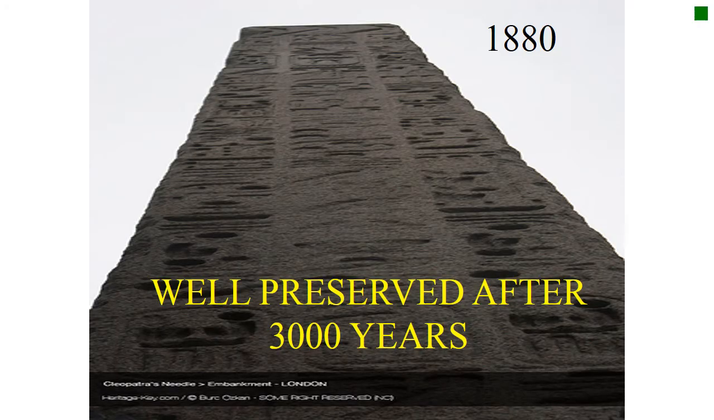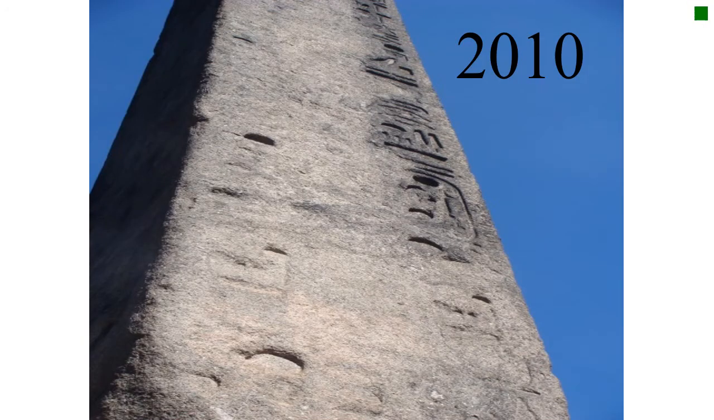And this is a picture of it 2 years after it got here, in 1880, and you can see that it's pretty well preserved. You can see all the different hieroglyphics on it and all the different shapes pretty well. It's not worn away very much after thousands of years, right? Now, in 2010, not too much longer, you have all of this wearing away going on. So what's going on with that?